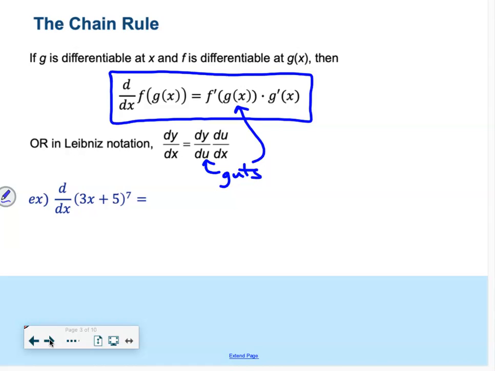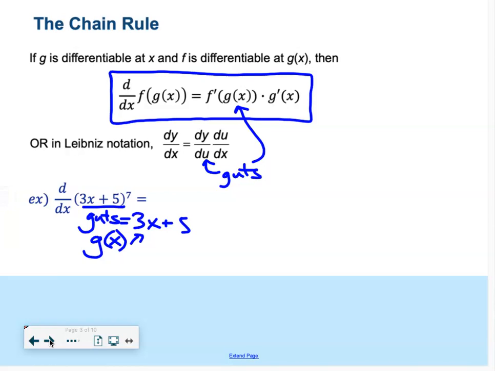So if you're differentiating y equals x to the 7th, the guts are just x, and the answer would be 7x to the 6th. But here, when you're differentiating 3x plus 5 to the 7th, the guts are 3x plus 5. That is like your g of x. So it's like the inside function, the stuff that's being plugged into the other function, right? Okay, so how do we do this?